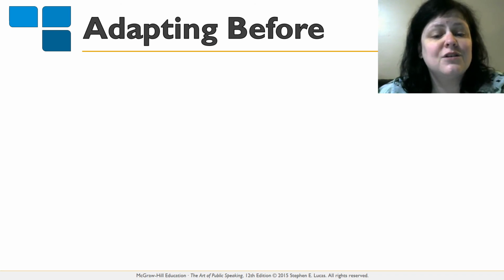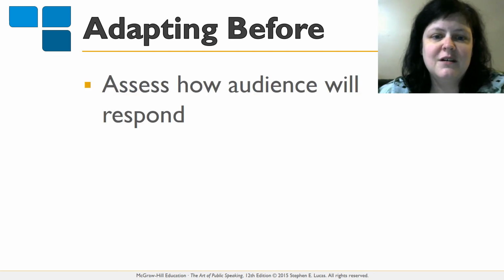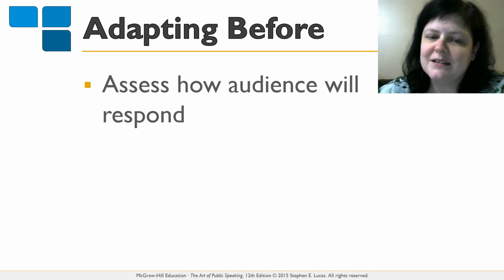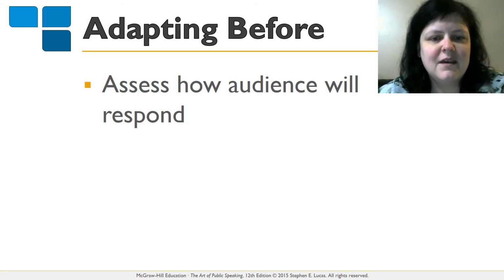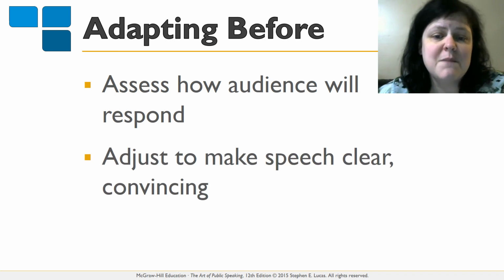A speaker should also keep the following questions constantly in mind when preparing the speech. First, how is the audience likely to respond to what I will say? And how can I adjust my message to make it as clear and convincing as possible? Adjusting the message to the audience requires the speaker to anticipate how listeners will respond and be creative in thinking of ways to adapt.